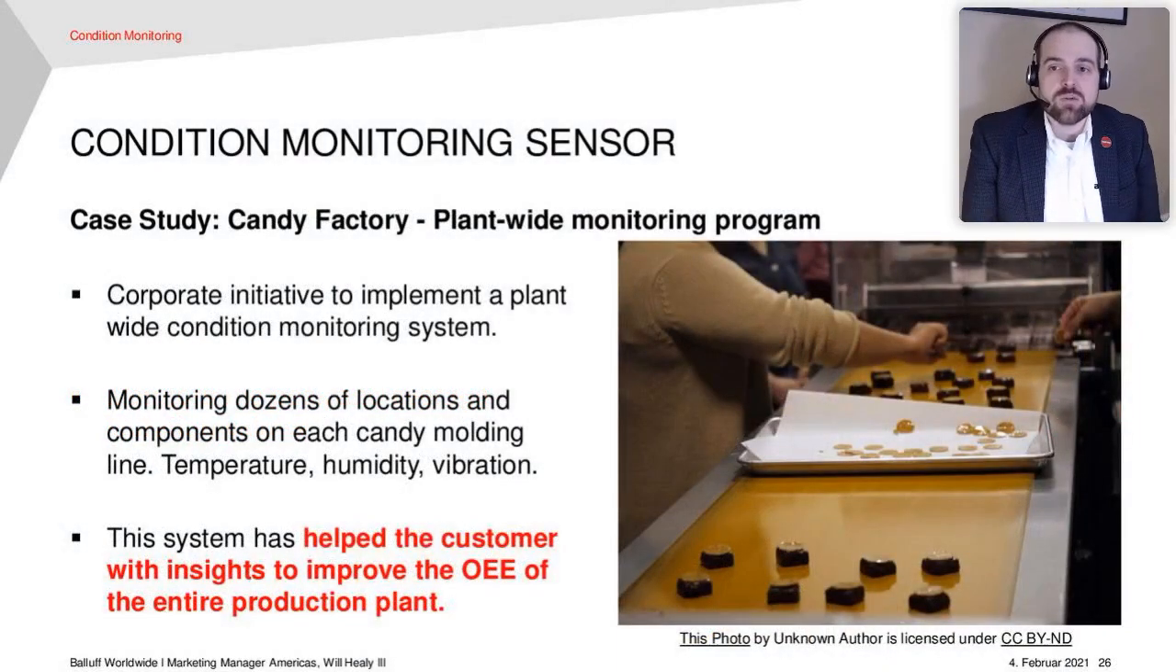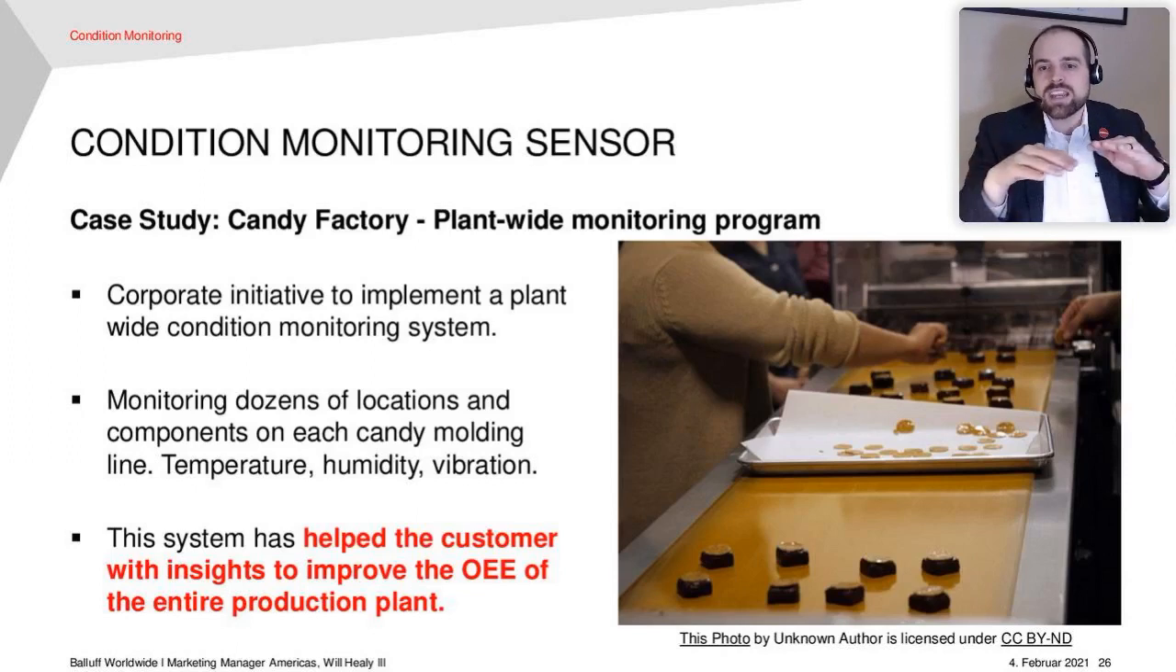This is in a candy factory. This picture isn't the actual factory, I just have a representative picture here. They implemented a plant-wide monitoring program. They had dozens of locations with multiple motors and drives moving lots of conveyors, and they wanted to implement complete plant-wide condition monitoring, to be able to monitor the entire condition of the plant. So they implemented temperature, humidity, and vibration so that they could have a heat map across their whole plant in their SCADA system.